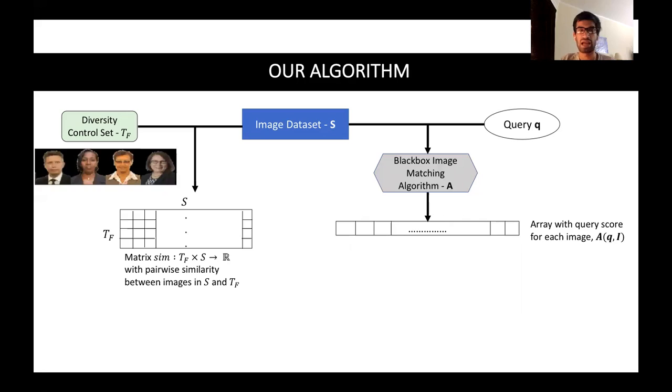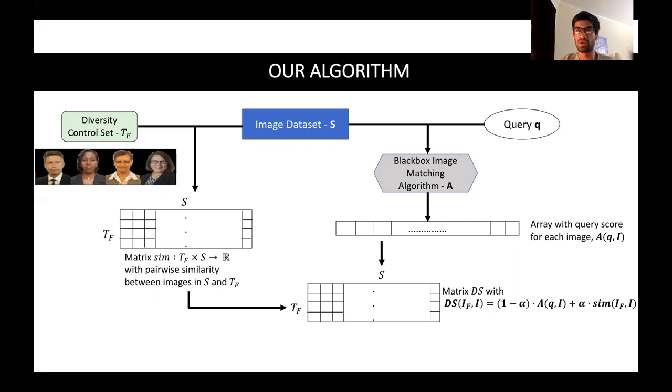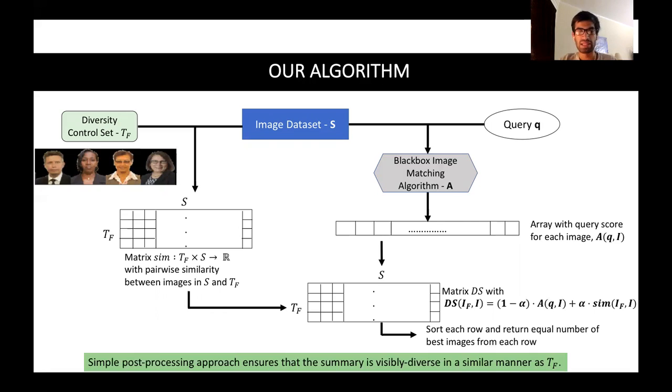Using this set and the dataset S, we can construct a pairwise similarity matrix, which can then be combined with a query relevance score using a hyperparameter alpha. Our algorithm finally sorts each row of this final matrix and returns the images with the best score in each row. And this simple post-processing approach is effective in ensuring that the summary is visibly diverse in a similar manner as the diversity control set.